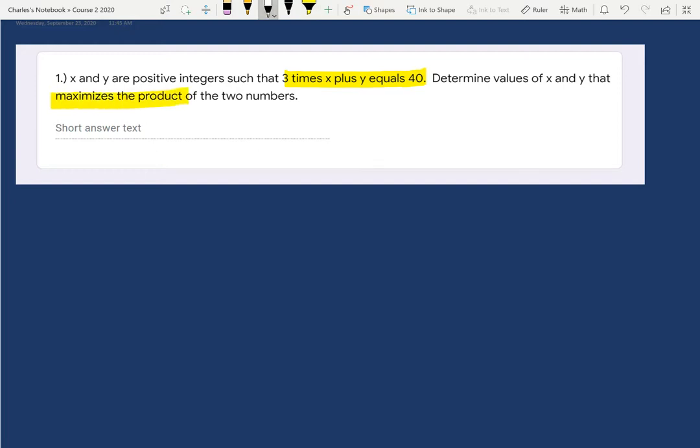Okay, so it's an optimization problem, and if I were to write it out in terms of its equations. The first equation we know is that 3x plus y has to equal 40. And that x and y are positive integers. Okay, that part's important. And what we're trying to maximize is the product.